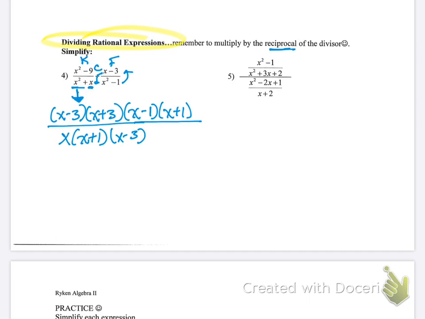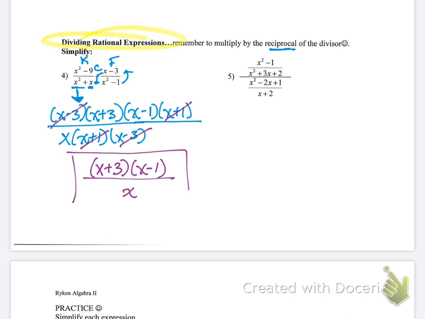Keep, change, flip. Now this is just what we did above. Do you see an x term by itself on top? No. x plus 1 on top? Yes. x minus 3 on top? Yes. So what am I left with? x plus 3, x minus 1 on top, x on bottom. And then you're done. Don't bother multiplying it back out or anything like that.